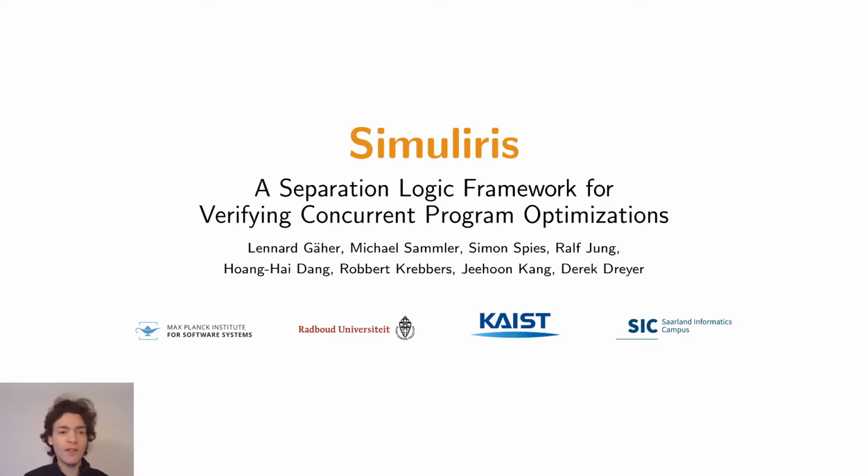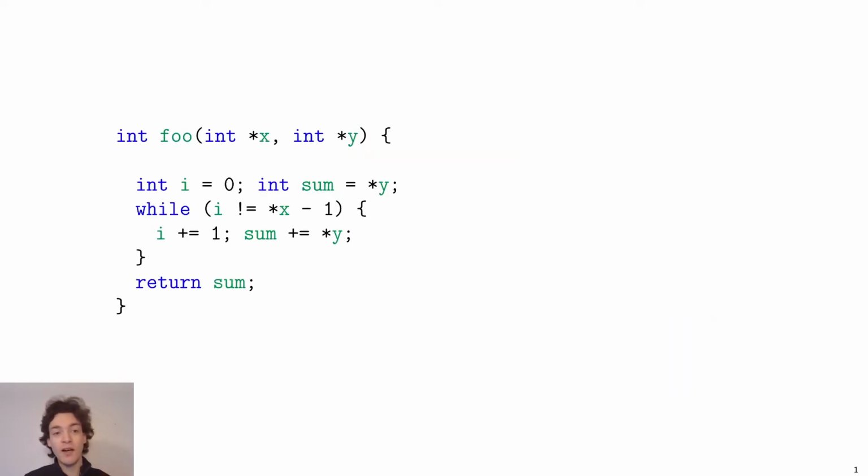So modern compilers are applying a lot of smart optimizations to make our programs run fast on today's hardware. For instance, consider the C function on the left. It operates on two integer pointers x and y, and when the value at x is positive, it essentially multiplies the numbers stored at x and y by repeated addition before returning the result.